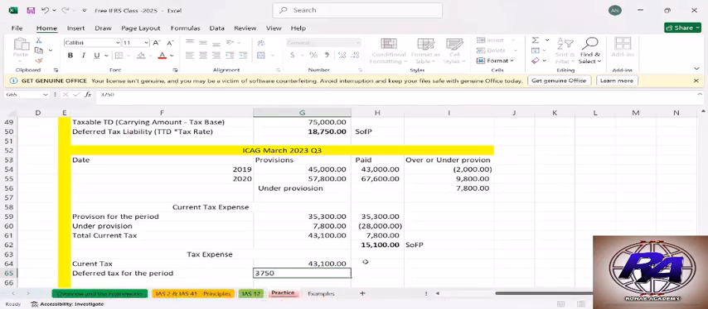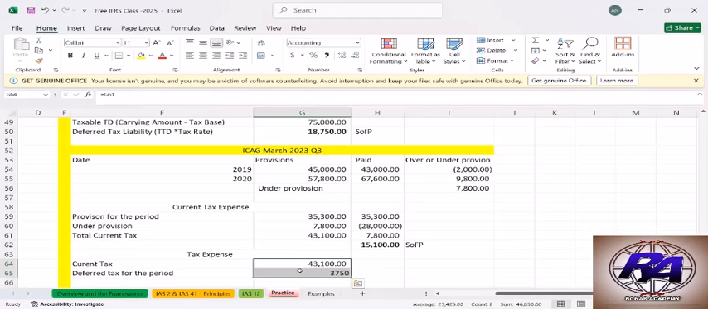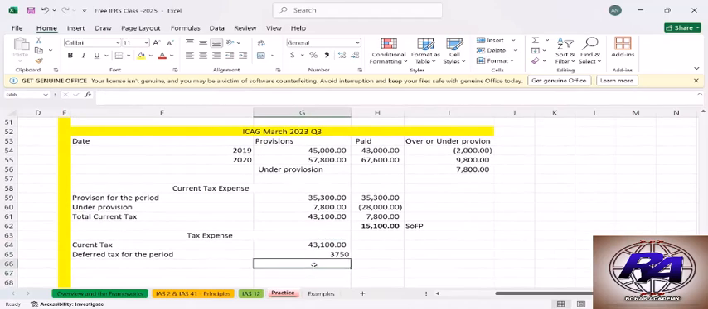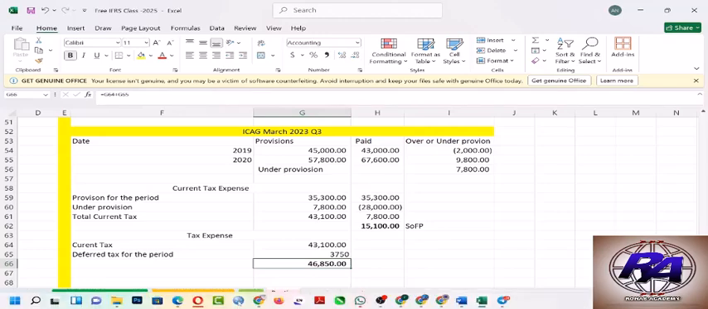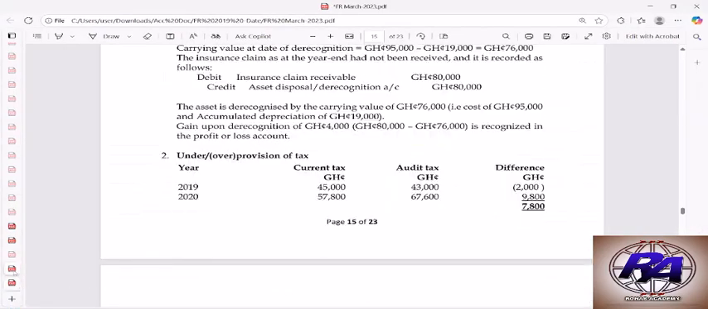3750. Right? So these two will give us our tax expense. These two will give us our tax expense. This plus this will give us our tax expense. All right, let's quickly look at that, if that is correct.